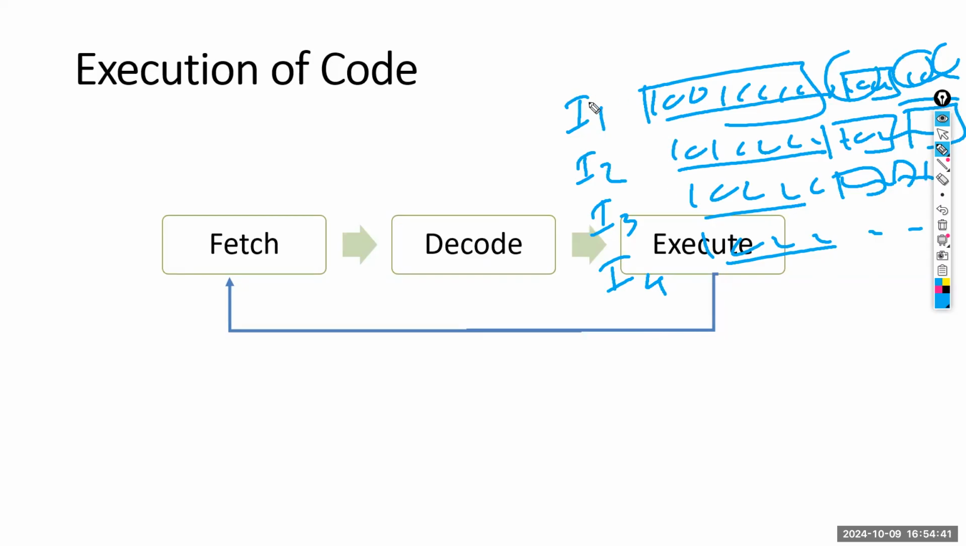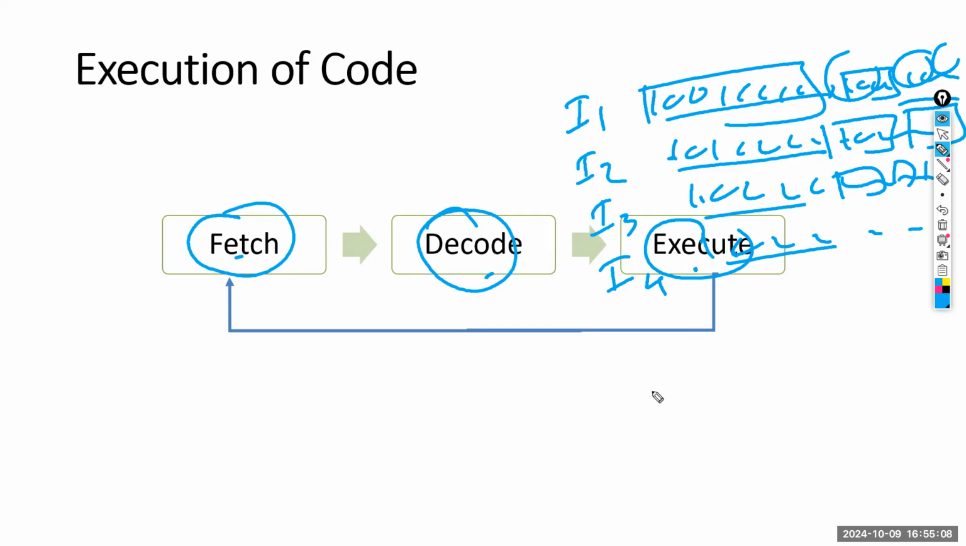And one by one, say the first instruction is fetched to the microprocessor, decoded, and executed. Then the next instruction is fetched to the microprocessor, decoded, executed. Then the third one, and so on, until your program is terminated or the processing is over.